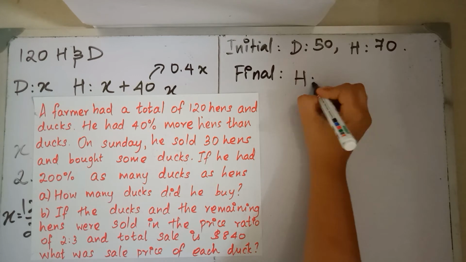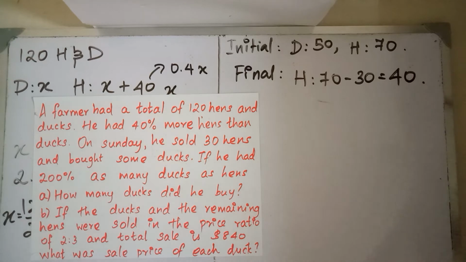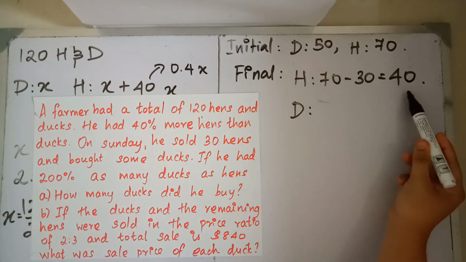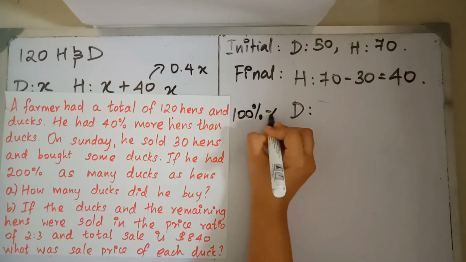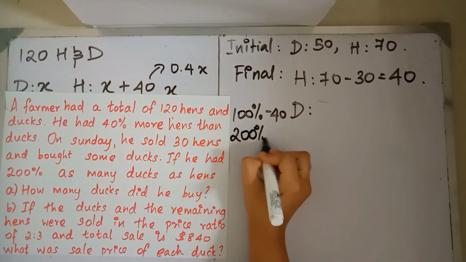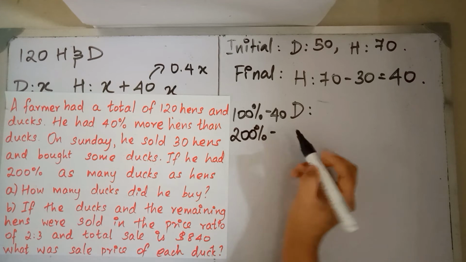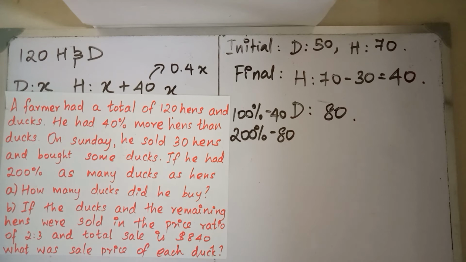So if he sells 30 hens, it will become 40 hens, and he buys some ducks. We don't know how many ducks he buys. Now they give us a clue in the question stating that he has 200% as many ducks as hens. So 200% as many ducks as hens, meaning hens can be taken as 100% and ducks should be taken as 200%. So you have to multiply it by 2 on both sides, you get 80 ducks. So this is the final value of ducks and hens.